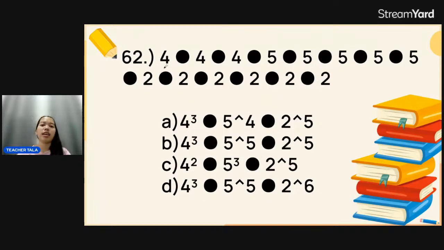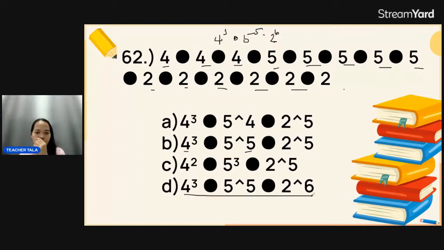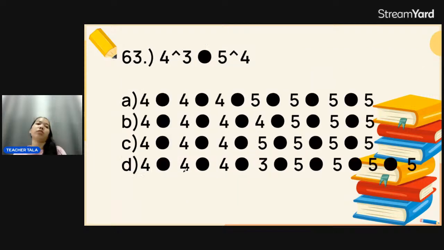Okay. Next, we have 4 to the power of 3 times 5 to the power of 1, 2, 3, 4, 5, 5. And 2 to the power of 1, 2, 3, 4, 5, 6, 6. So 4 to the power of 3, 5 to the power of 5, 2 to the power of 6. That's letter D. Next, 4 to the power of 3 times 5 to the power of 4. Now, this time we're going to look for its standard form. So 3 fours, 1, 2, 3, 4 fives. So that's letter A.